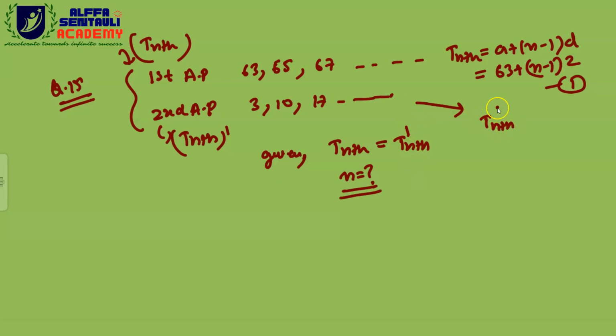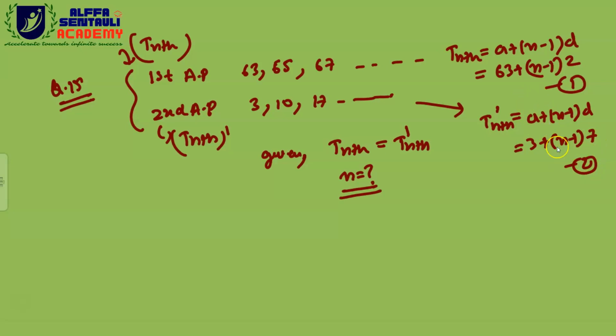Now solve here. Tn dash. The first term is what? See, this should be a plus n minus 1 into d. So the value of a here is what? 3. n will remain n. d will be what? 10 minus 3 is what? 7. 17 minus 10 is also 7. So this is equation 2.